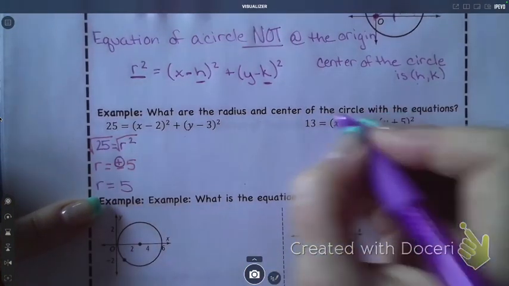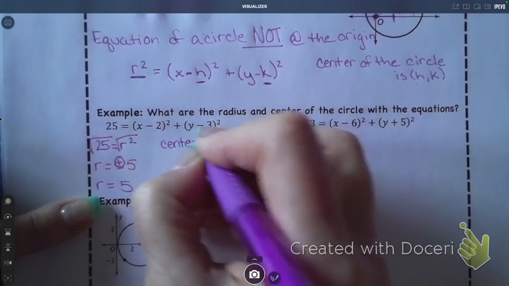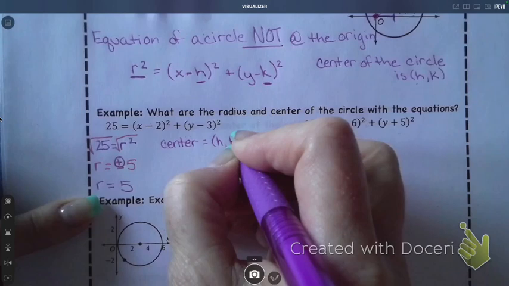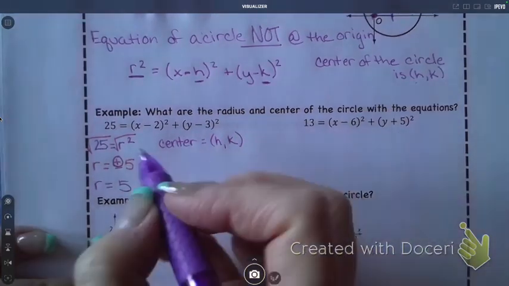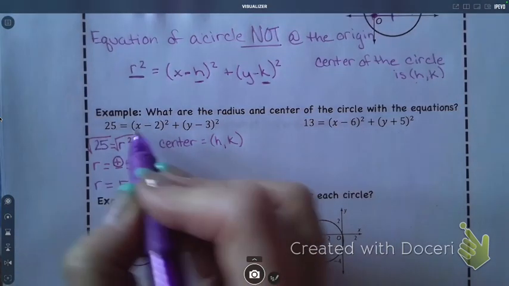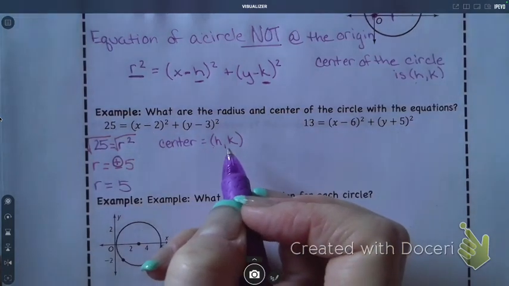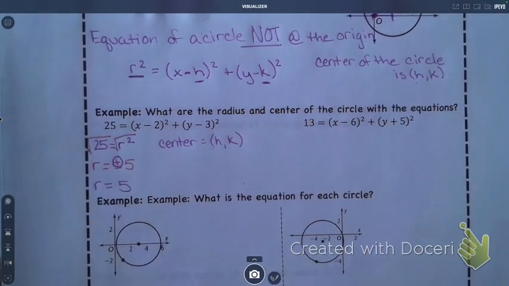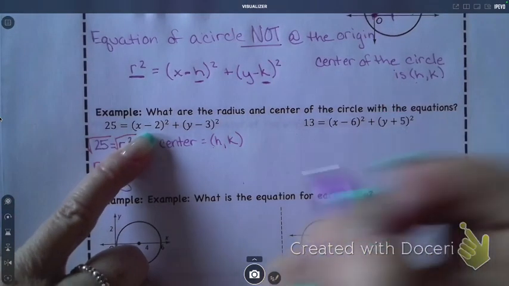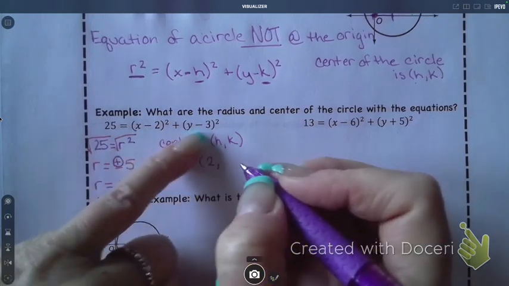Now I need the center of the circle. So remember, center is H comma K, correct? So the H, remember X is horizontal, isn't it? Yeah. So remember H stands for horizontal. And if H is horizontal, K has to be vertical. I don't really know why it's H and K. It is. H does go with horizontal. So it's opposite sign. So this is negative 2. So the center is positive 2, comma, 3.